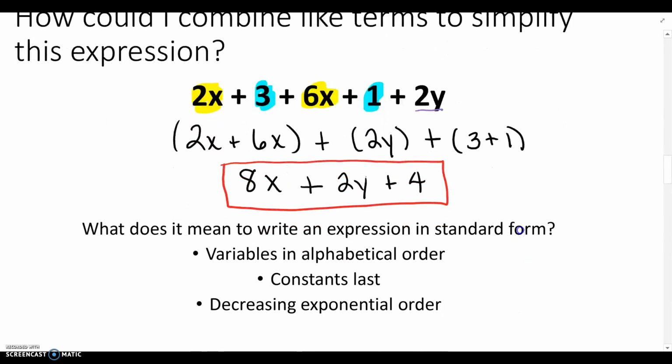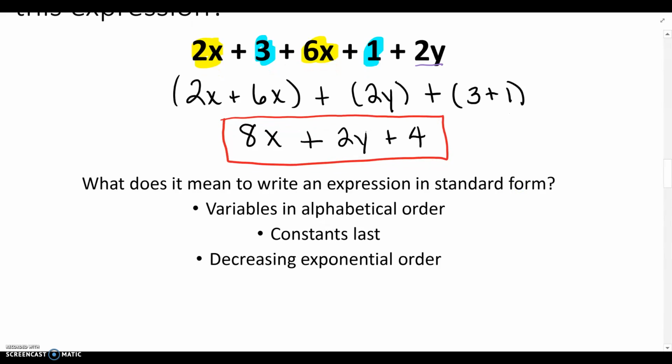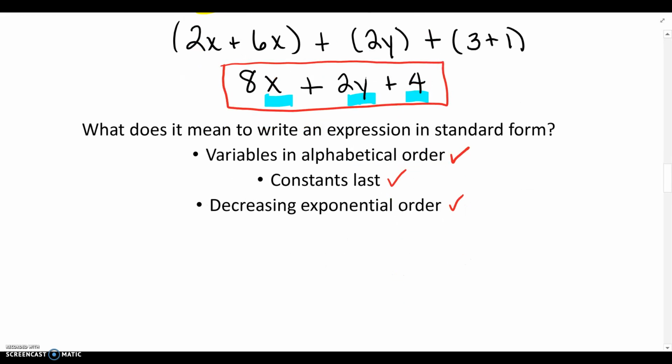Now there's a certain form called standard form in which you're supposed to write your algebraic expressions. The variables should be in alphabetical order, which you can see here. I have my x first, and then I have my y, and the constants should always come last. So you can see that here with my 4. And decreasing exponential order, which was not an issue here. So we'll see some examples of that.